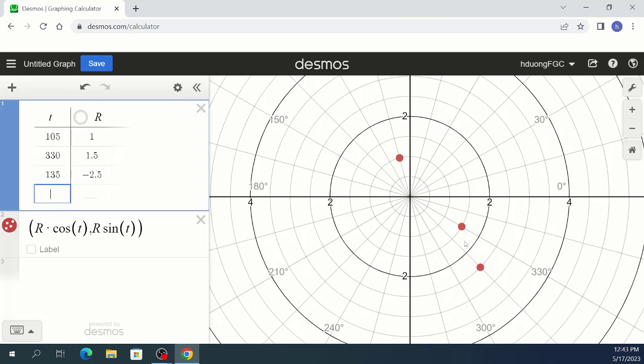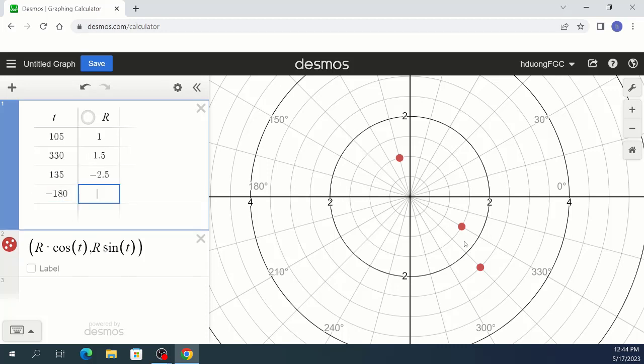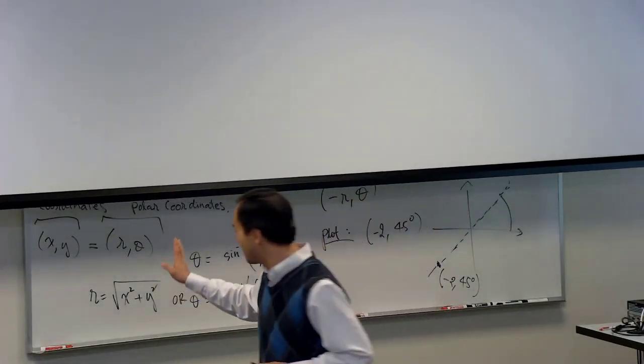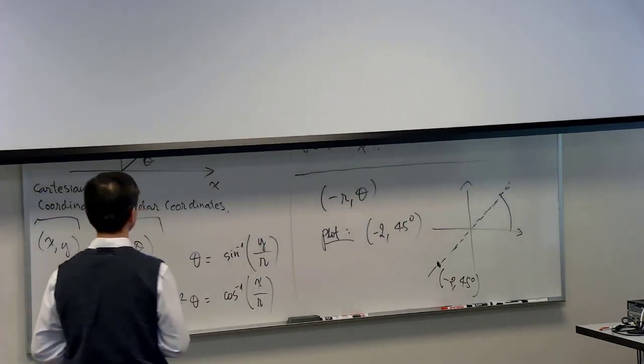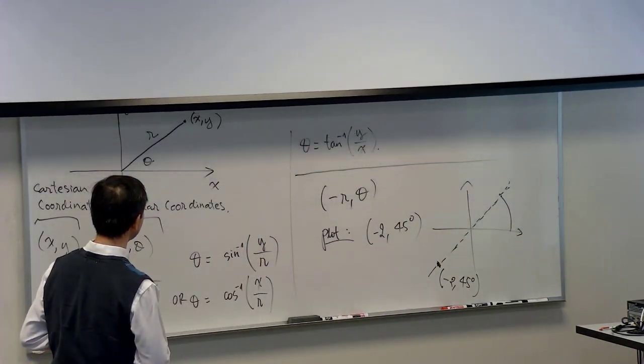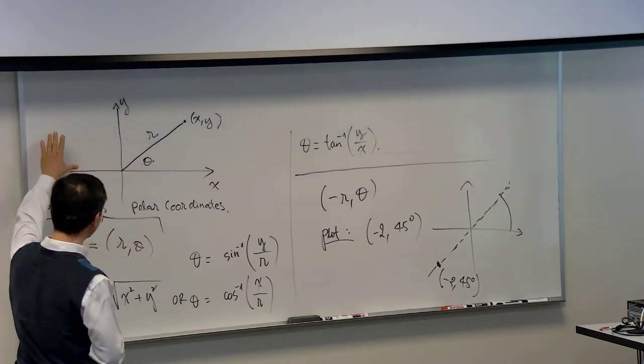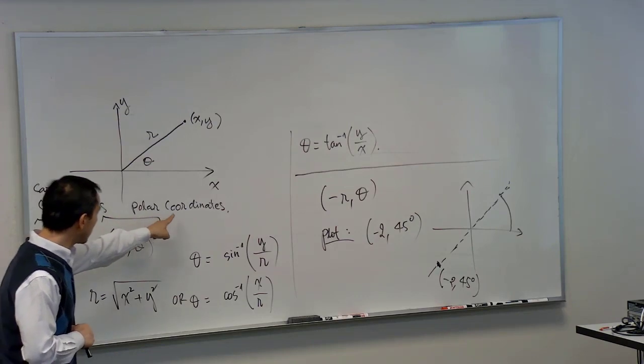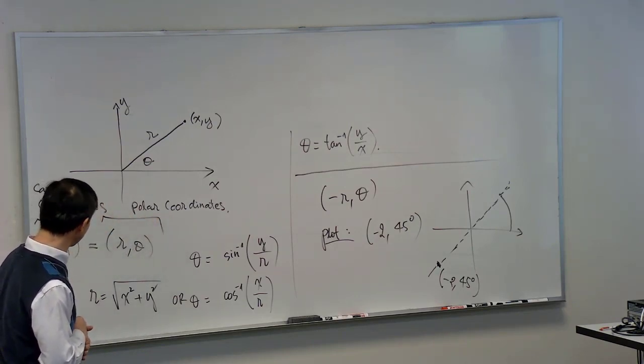And then the last point here, we're looking at minus 180, minus 3. That last point just popped out right here. So we got those properties right here. So these are some of the basic properties we already knew about polar coordinates, and some relationship between polar coordinates and Cartesian coordinates.